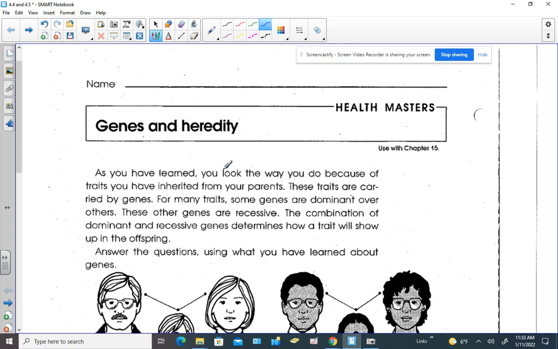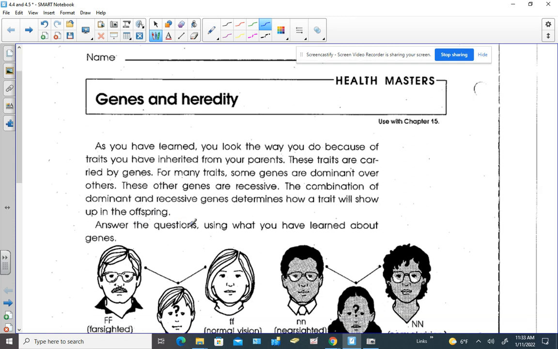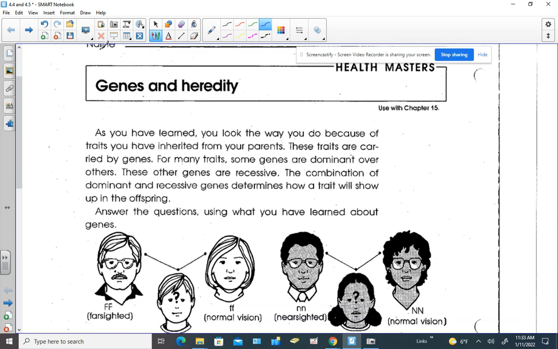As you have learned, you look the way you do because of traits you have inherited from your parents. These traits are carried by genes. For many traits, some genes are dominant over others. These other genes are recessive. The combination of dominant and recessive genes determines how a trait will show up in the offspring. Answer the questions using what you have learned about genes.